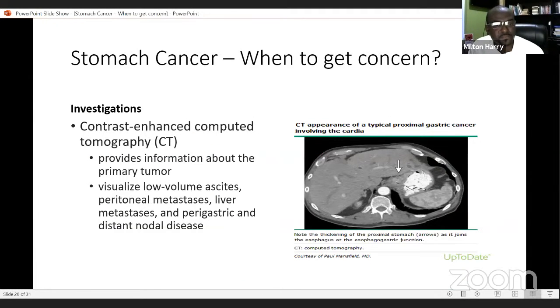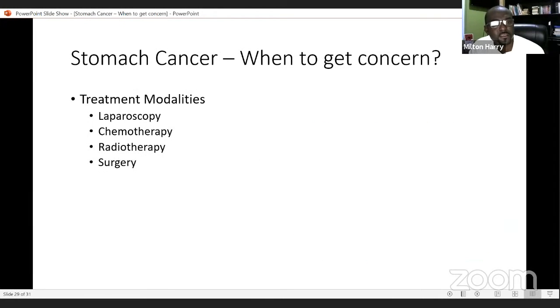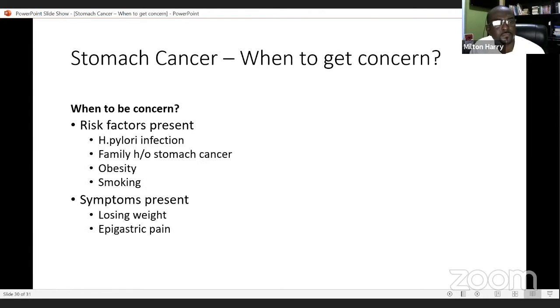After diagnosis is made, you go on to do CT scans in order to help stage the disease. You're looking for spread: CTs of the chest as well as the abdomen. Various treatment modalities exist. Once the diagnosis is made, laparoscopy might be done. You might have chemotherapy, radiotherapy, and surgery, and the order varies. Sometimes you get chemotherapy, radiotherapy before surgery, or at times you'll have surgery before chemotherapy.